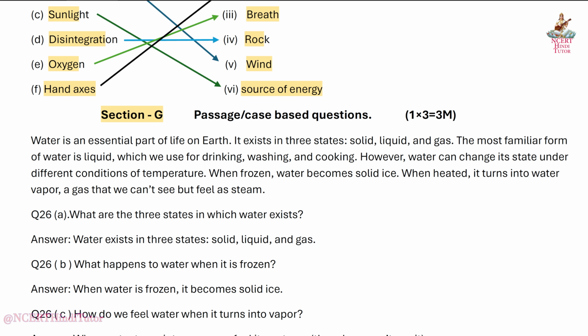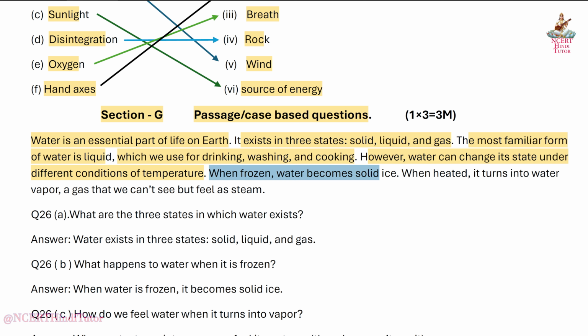Section G, passage case based questions, carrying 1 mark each. Water is an essential part of life on earth. It exists in 3 states, solid, liquid and gas. The most familiar form of water is liquid, which we use for drinking, washing and cooking. However, water can change its state under different conditions of temperature.